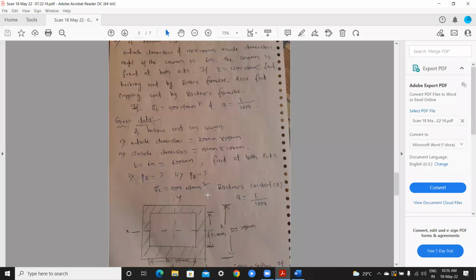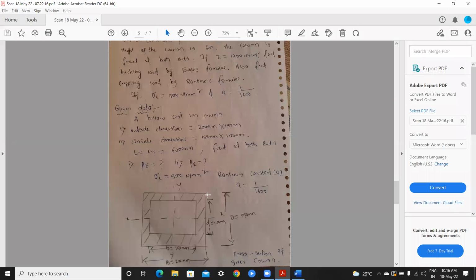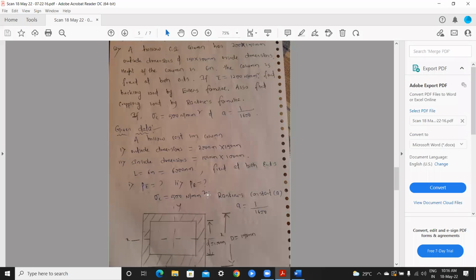Outside dimension and inside dimension. Capital B is equal to 200 mm and capital D is 150 mm. This is the outside dimension. And what are the inside dimensions here? Small b is 150 mm and small d is 100 mm here. Height of the column is 6 meter. If both ends are fixed, then we have to divide it with L by 2. So 3 meter will be the effective length.